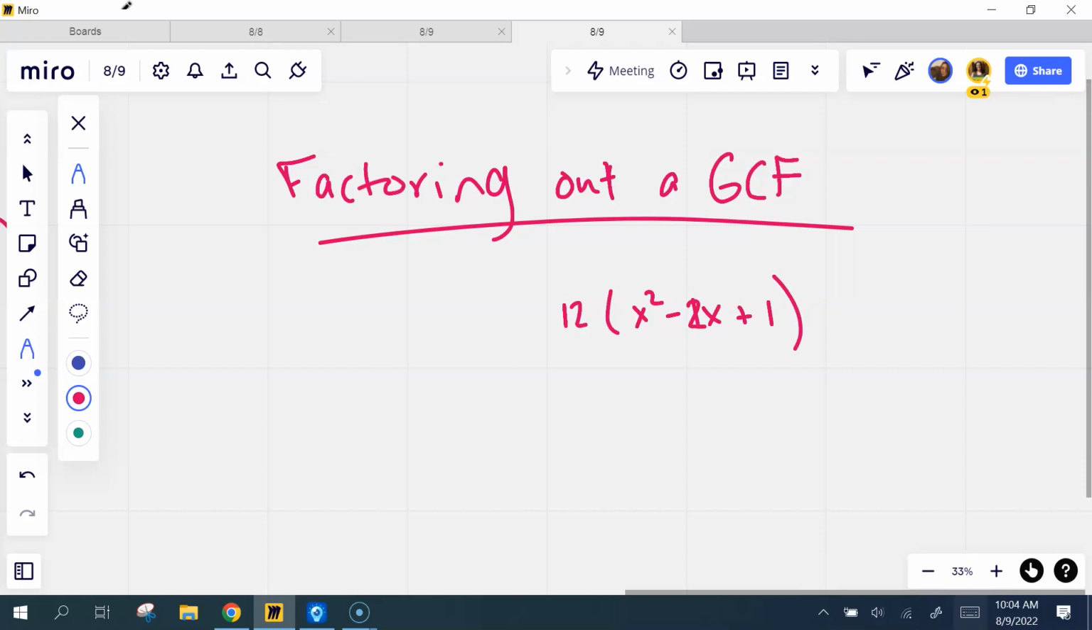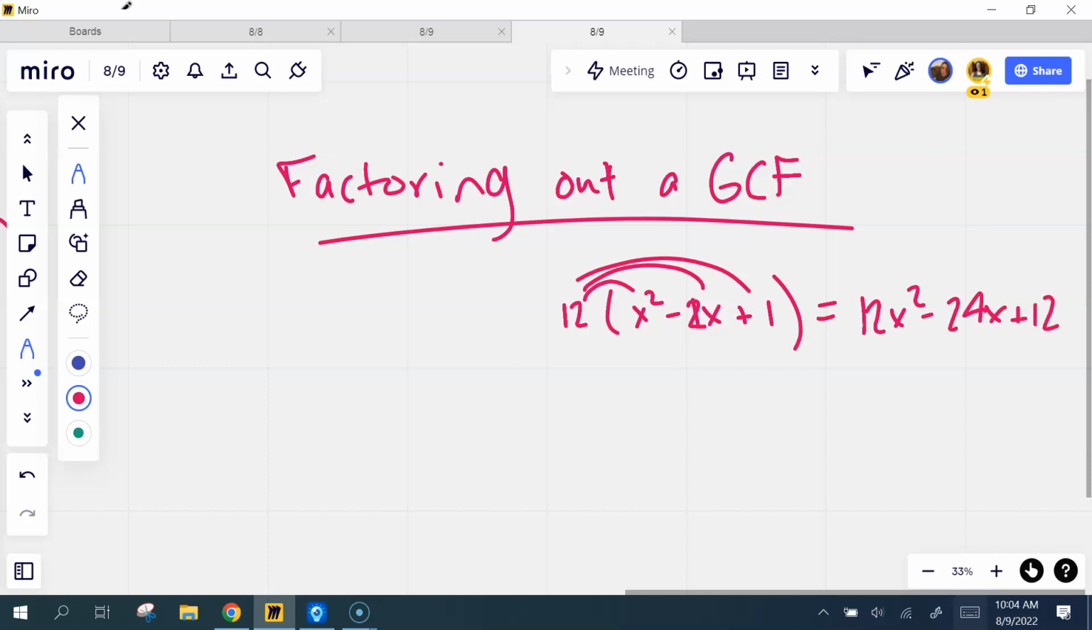Okay. Let's just say that's it. Doesn't really matter. What we've been doing is distributing that 12 through, right? This is what we've been doing. We've said that this equals 12x squared minus 24x plus 12.